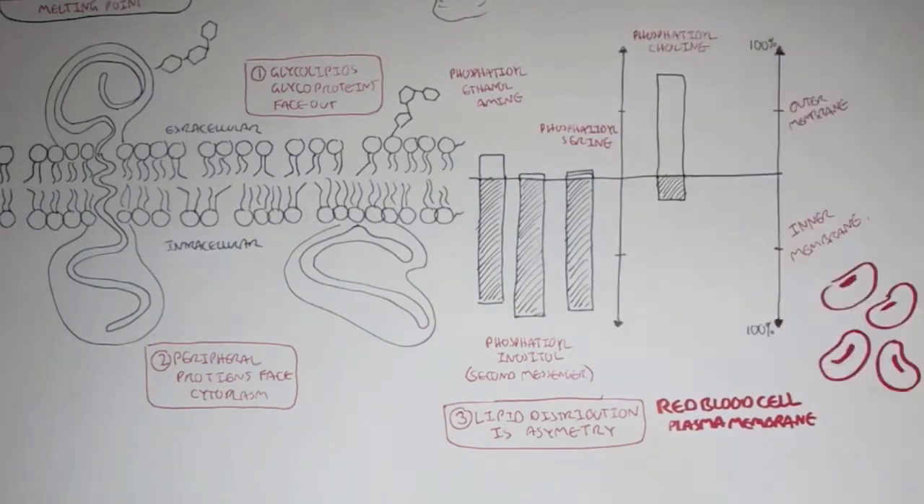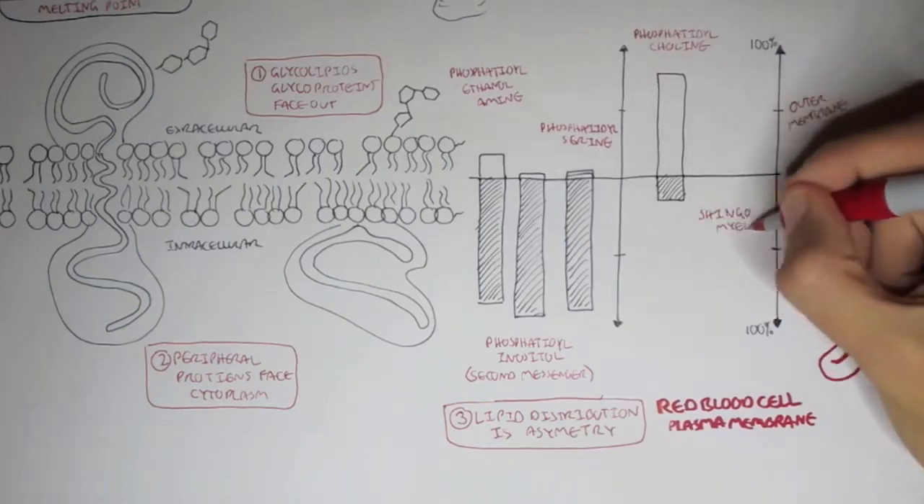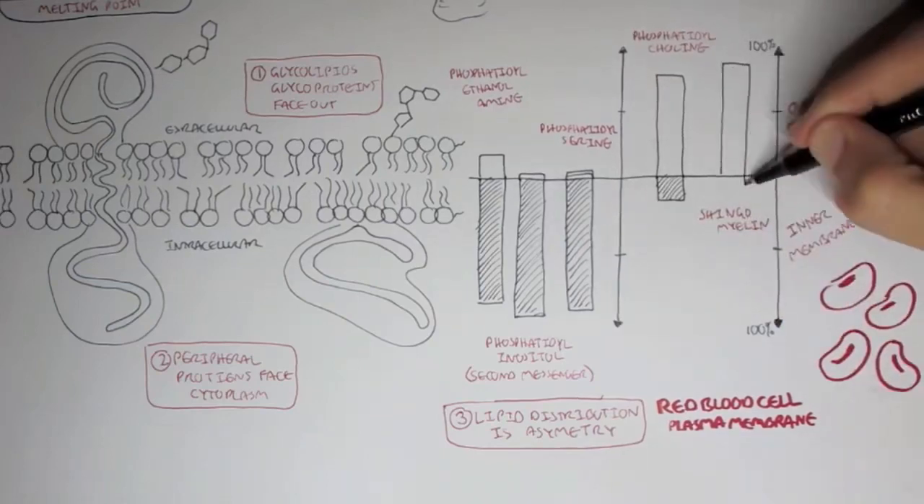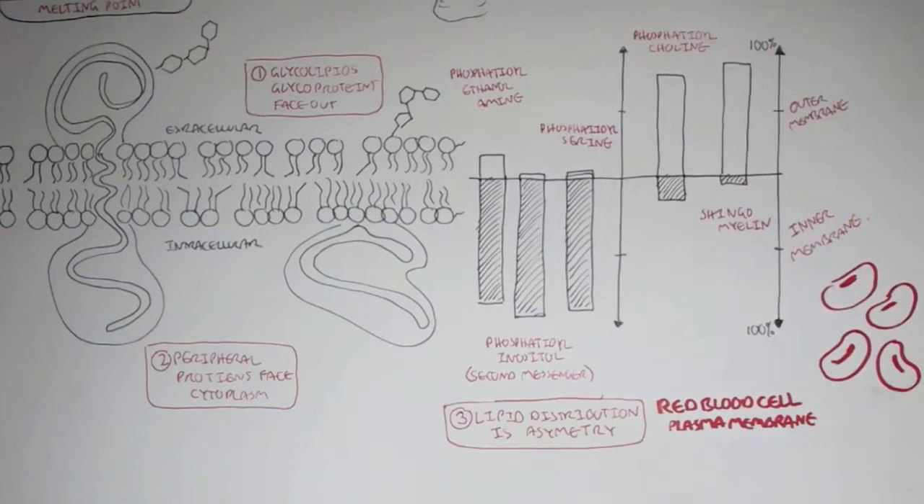Phosphatidylcholine, on the other hand, has a higher concentration on the outer membrane leaflet, as does sphingomyelin, which is highly concentrated on the outer membrane. So as you can see, the distribution of the different types of lipids varies in the red blood cell plasma membrane.